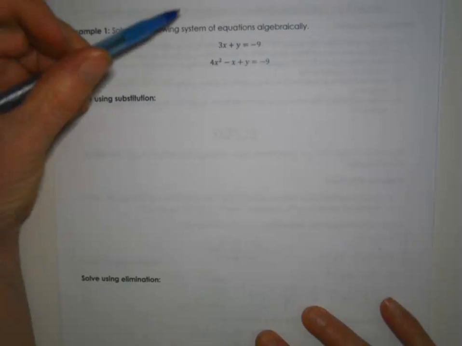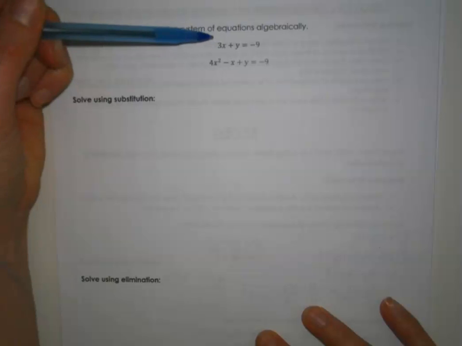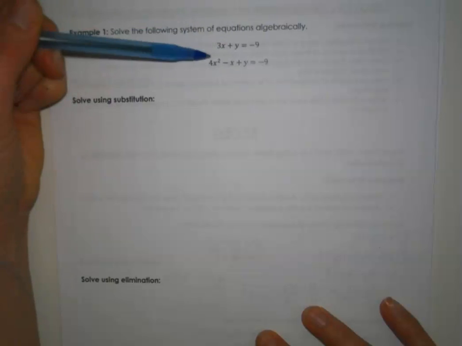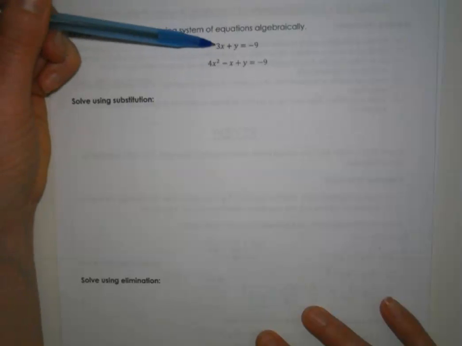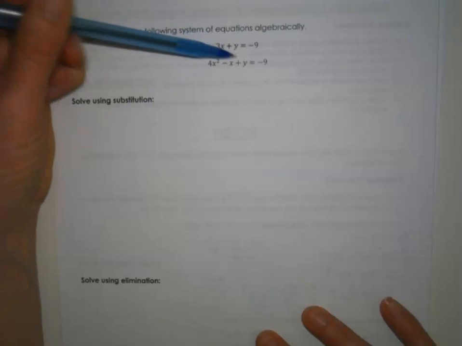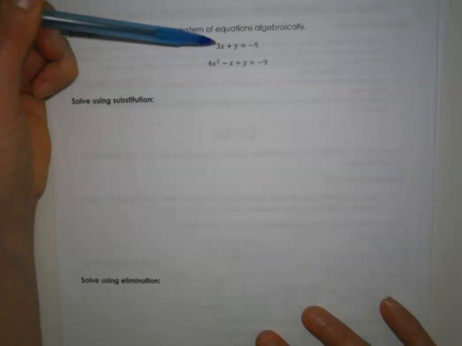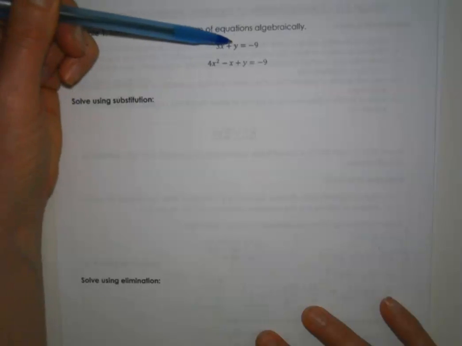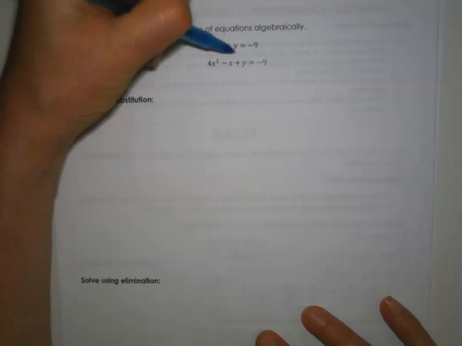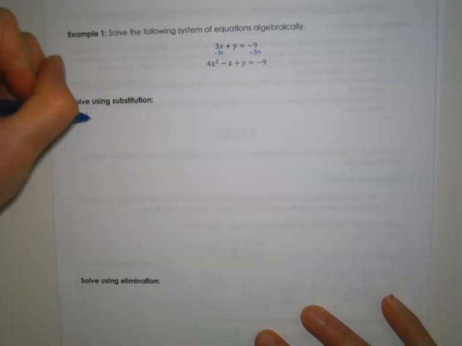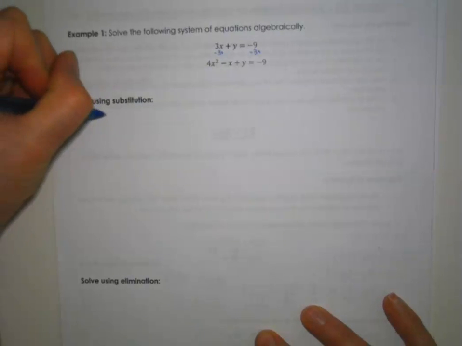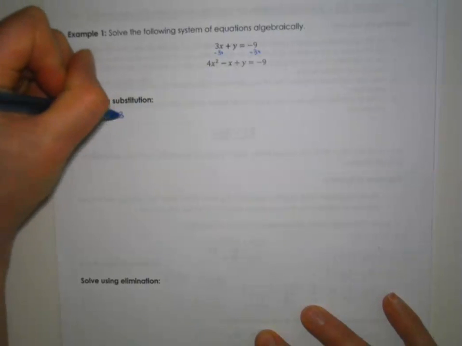So for substitution, again, you want to pick what's your simplest equation and the simplest variable in them. Linear is always more simple, so we're going to work with this equation to find a substitution, and y is the variable that does not have a coefficient. So in order to isolate that, I'm going to subtract 3x from both sides, and so that's going to leave me with y is equal to -9 minus 3x.